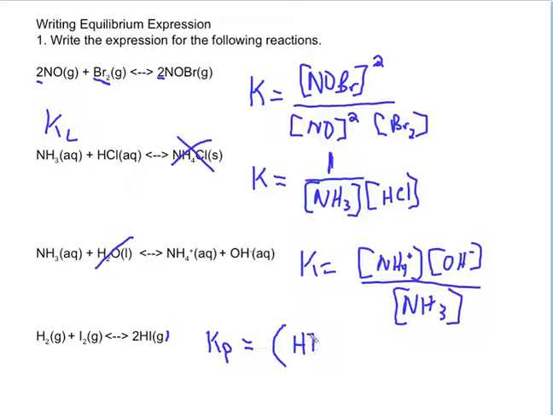So you would just go HI, that's to the second power. Okay, so the products over the reactants. So then we have H2, that's going to be in parentheses, to the first power, and then I2. Now once again, the parentheses just mean that it's a pressure instead of concentration. So sometimes what you can do is write Kc here instead of just K. Some people just forget the C. But the brackets stand for concentration. Okay, parentheses stand for pressure.